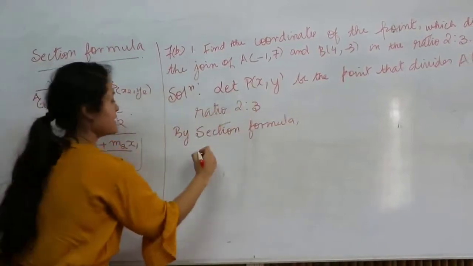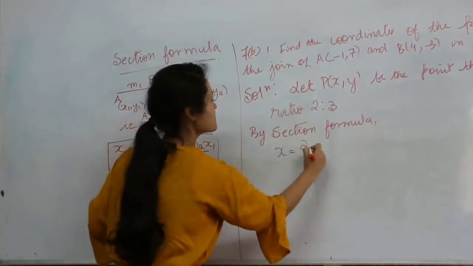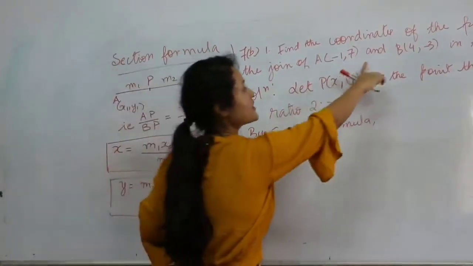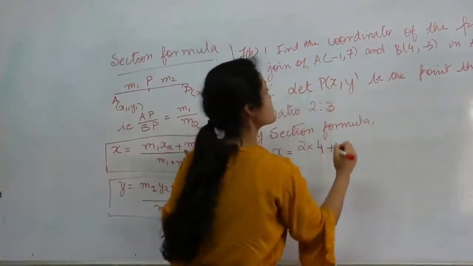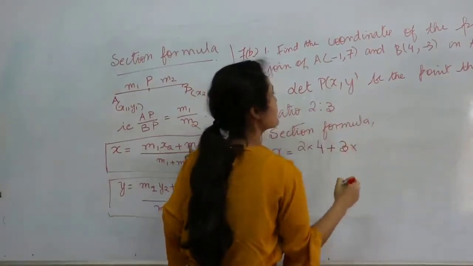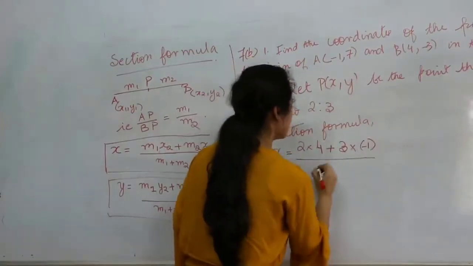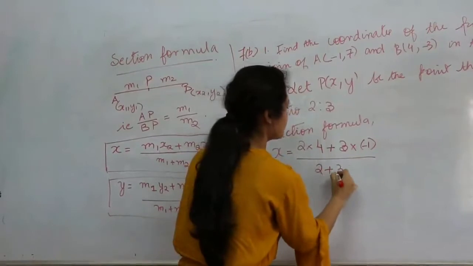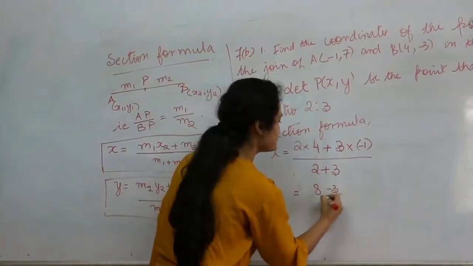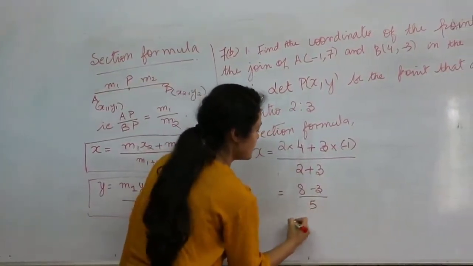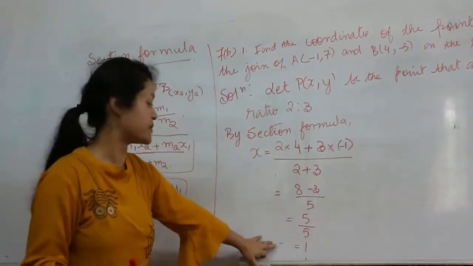The x coordinate of P is given by this formula. So what is your m1? m1 is 2. What is your x2? x2 is the coordinate of B, so it is 4, plus m2, which is 3, into x1, the x coordinate of A, which is minus 1, divided by m1 plus m2, which means 2 plus 3. So solving this: 8 minus 3, that is 5, and 2 plus 3 is 5. Here we get 5 divided by 5, which is 1. So we have got the x coordinate of P equal to 1.